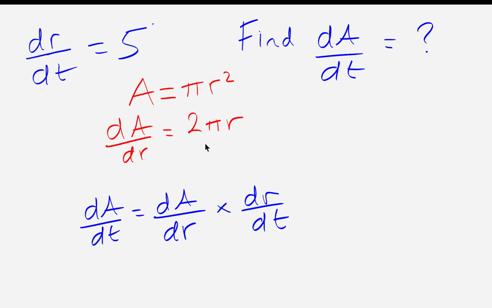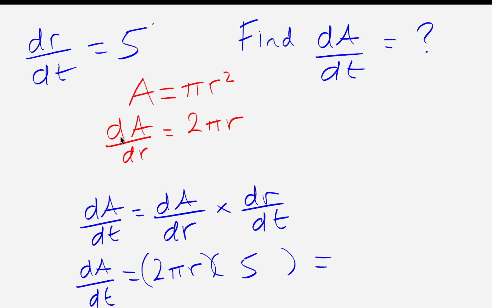So I know that my dA/dr is 2πr, and I know that my dr/dt is 5. So finishing this, dA/dt is going to equal dA/dr, which is 2πr, times dr/dt, times 5. So that is 10πr.